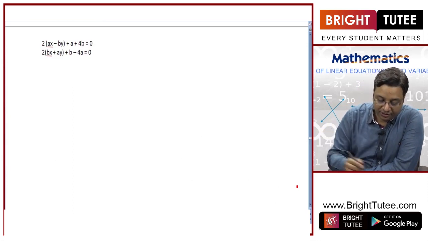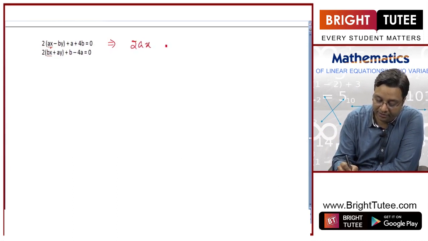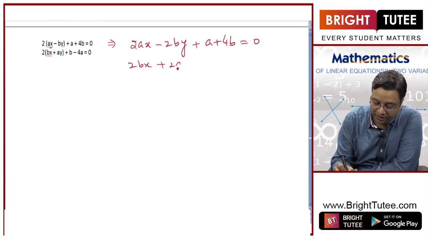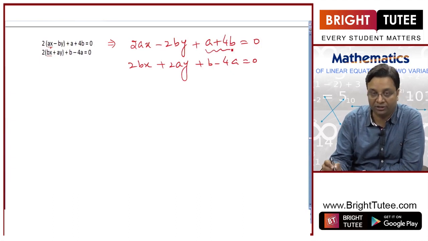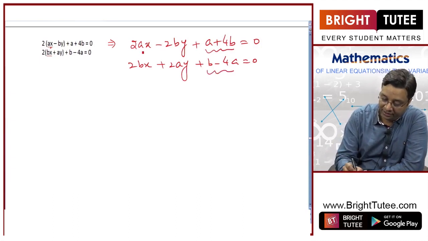Now in this question, coefficient of x is 2a, so you just expand this, 2ax minus 2by plus a plus 4b is equal to 0, 2bx plus 2ay plus b minus 4a is equal to 0. Now this is acting as constant and this is acting as constant for the second equation. This is coefficient of x, this is coefficient of y here.